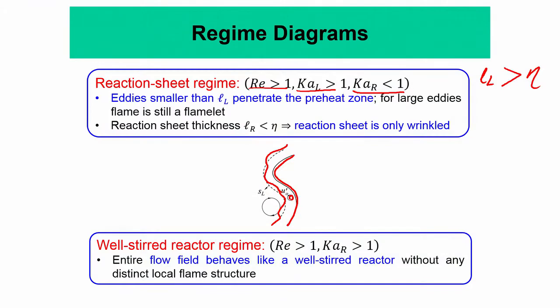Now, the well-stirred reactor regime has typically not been well studied experimentally. It tells us that the Reynolds number is greater than 1 and the reaction Karlovitz number is greater than 1, and the entire flow behaves like a well-stirred reactor without any distinct local flame structure. Of course, as you said, these are loose boundaries to identify the flames.